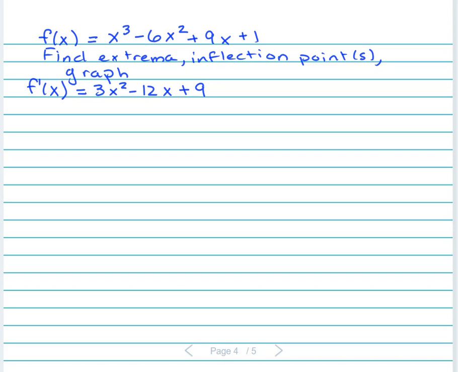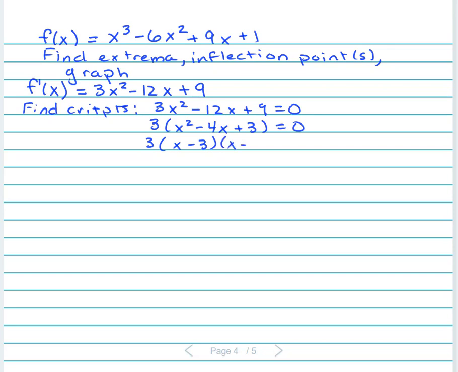So to find the critical points, we're going to set this first derivative equal to 0, or find where it's undefined. Since this is a polynomial function, it's not going to be undefined anywhere, so we just have to set it to 0. So we set 3x² − 12x + 9 equal to 0. We can do this by factoring, so let's pull out a 3. And we get x² − 4x + 3 = 0. Let's factor this. We get 3 times (x − 3) times (x − 1) equals 0.